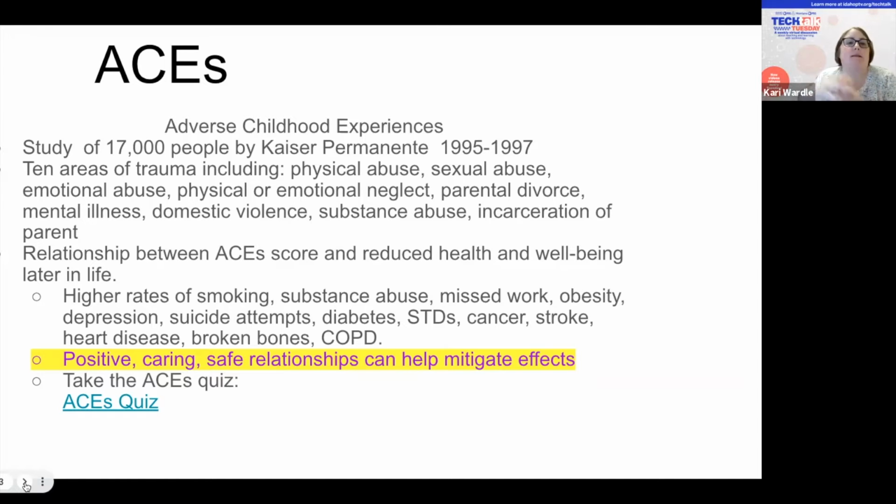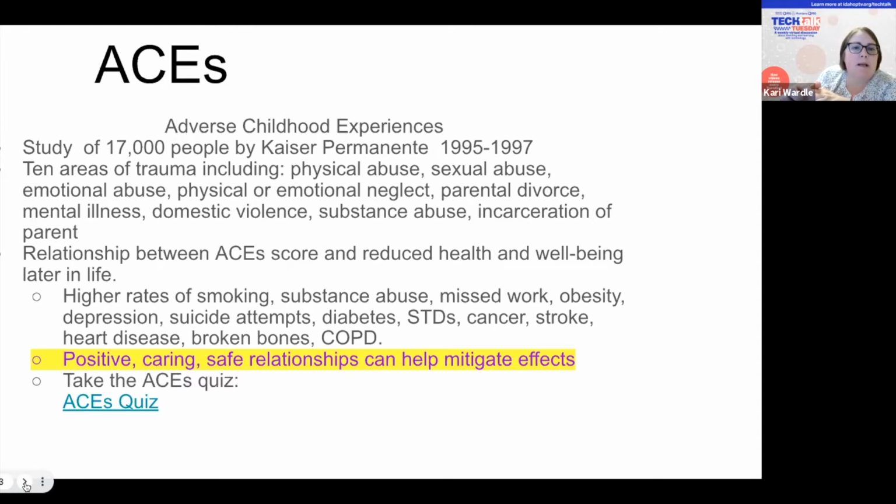And so then they went on to study about 17,000 people who had suffered from 10 different areas of trauma, which came to be referred to as adverse childhood experiences. And you can see on this slide, those include physical abuse, sexual abuse, emotional abuse, physical or emotional neglect, divorce, mental illness, either of a parent even, domestic violence, substance abuse, and incarceration. There have since been a few more things added to that, but those are the basic 10.